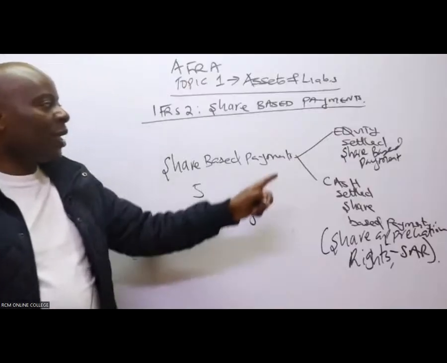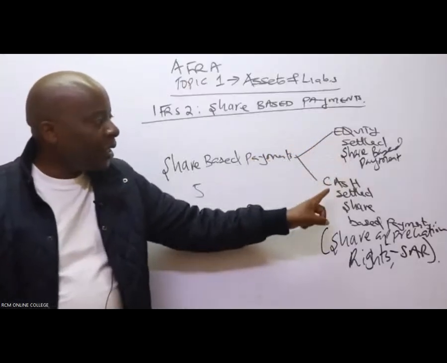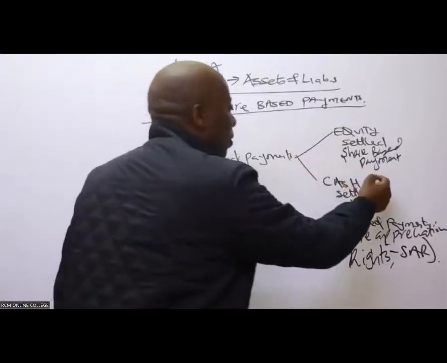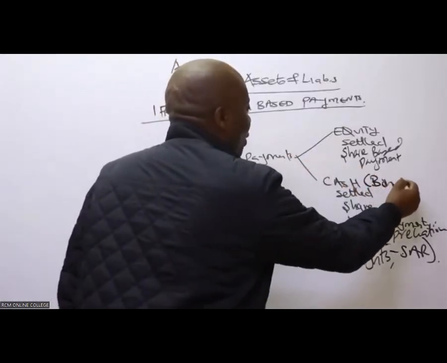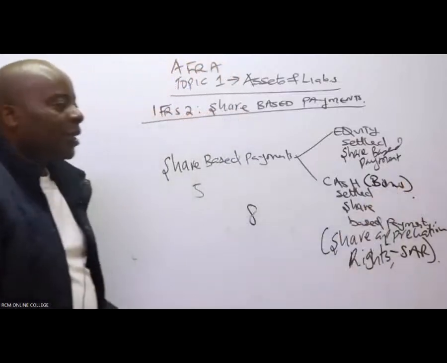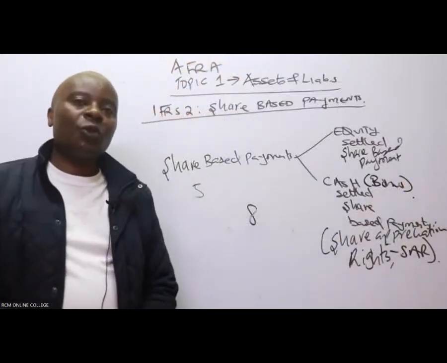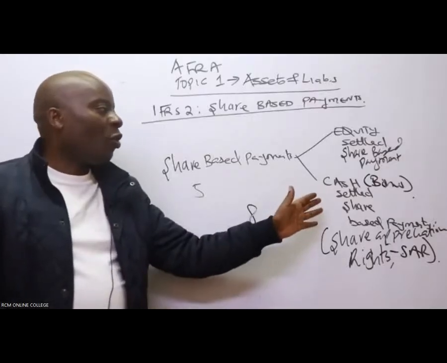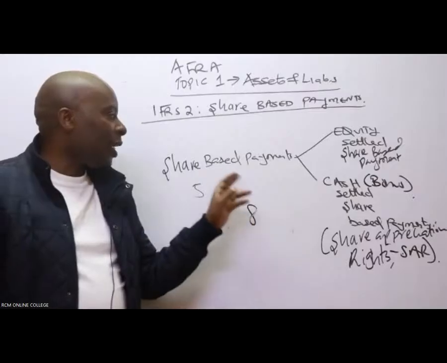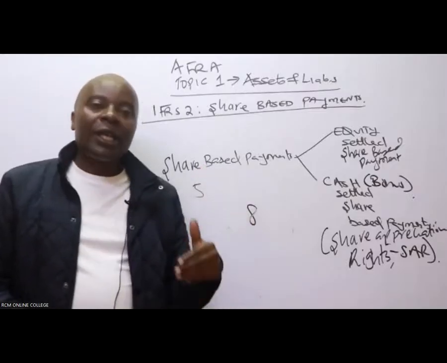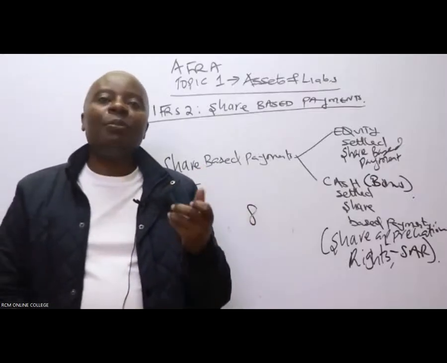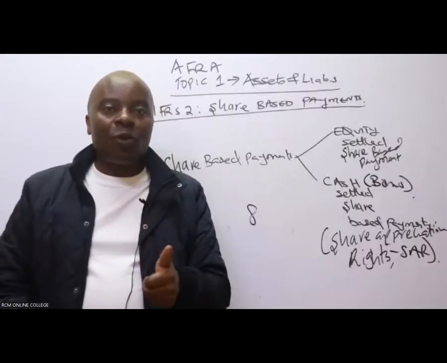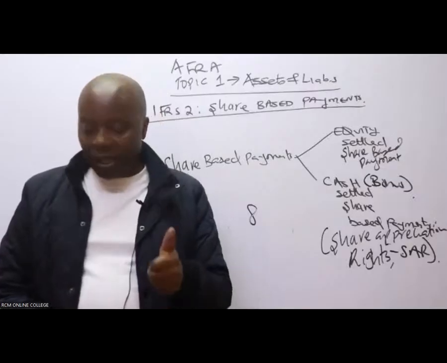So basically here we are giving you ordinary shares, and here we are giving you a cash bonus. Cash settled share-based payments. So then the question that will arise here is, if you're going to give us cash, why are we accounting for this under share-based? It's because the bonus we are going to pay you is pegged on share price.